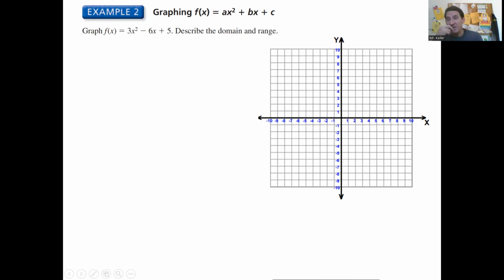We're going to do it just like we did the last one, where we need a table of values and evaluate things. But what we're going to do is use the axis of symmetry first to choose our domain. So first thing I'm going to do here is find the axis of symmetry. I'm just going to call it AOS. All right. Again, the axis of symmetry is negative b divided by 2a.